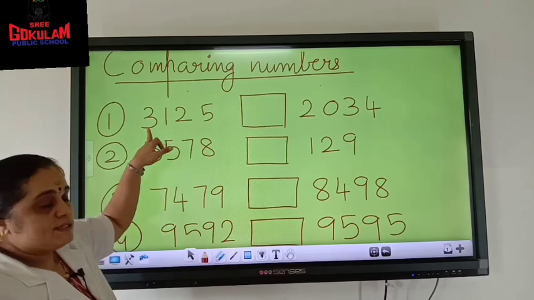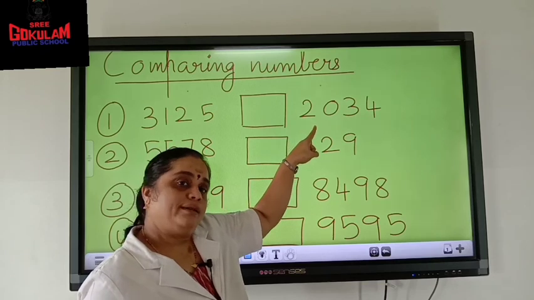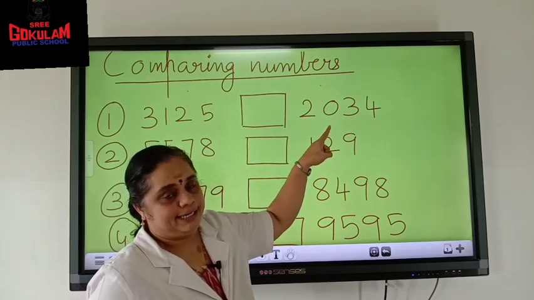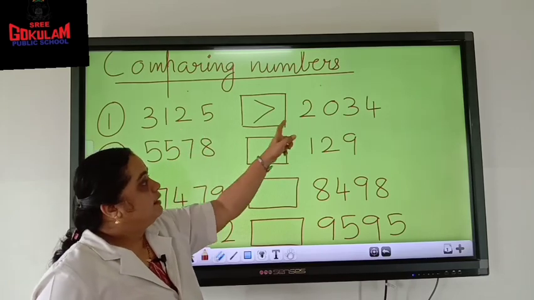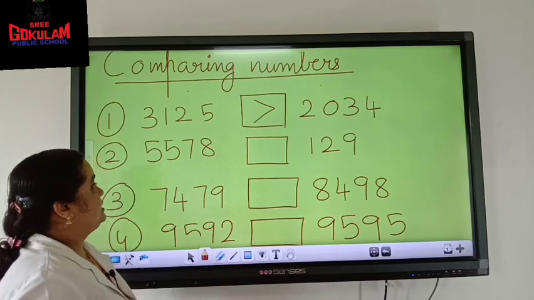3125. In the thousands place it is 3 here. Whereas in the thousands place you have 2 here. So which is bigger, 3 or 2? Yes, you are correct. But 3125 will be bigger than 2034. Let's go for the next question.